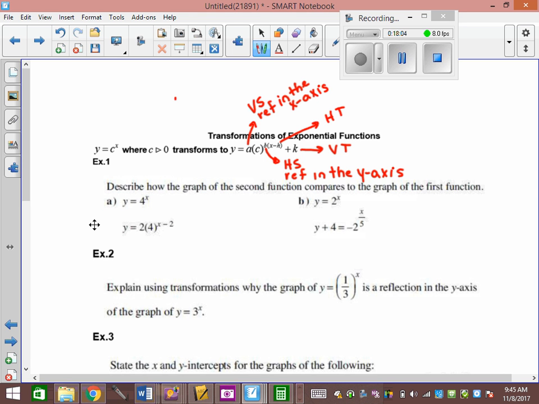Okay. So you guys tell me what happened here. I have 4 to the x, and now I have 4 to the x minus 2. I can compare them because the bases are the same. What does this 2 do? Vertical stretch by a factor of 2 about the... and then what does this x minus 2 do? 2. Right.